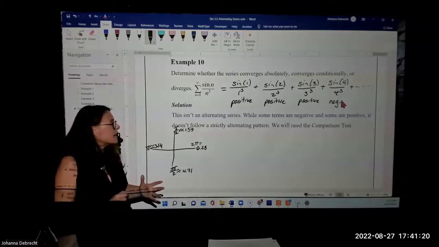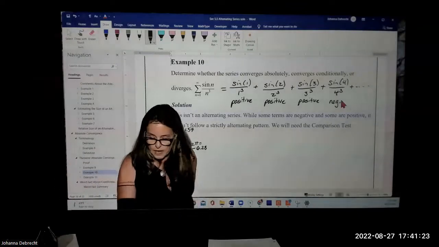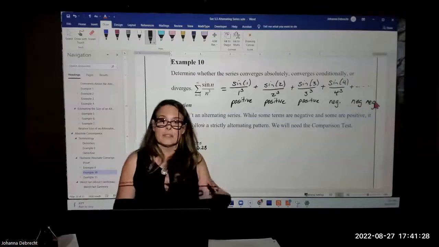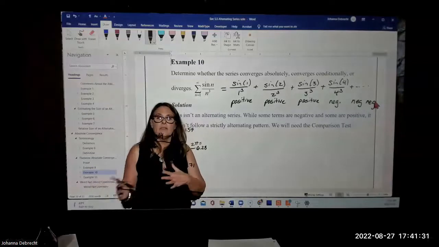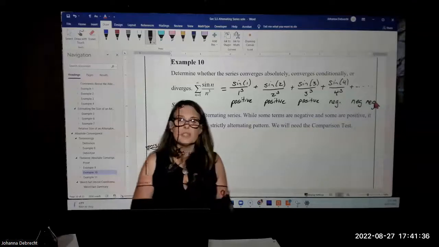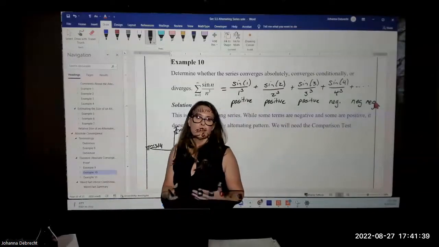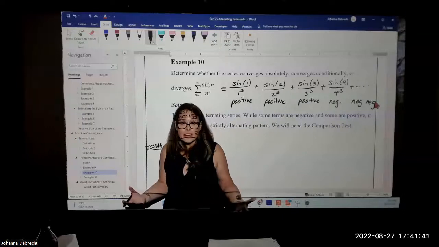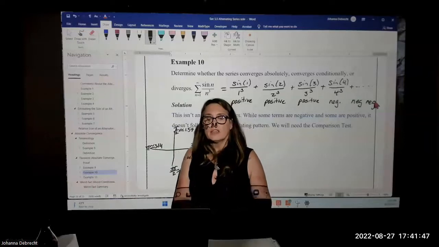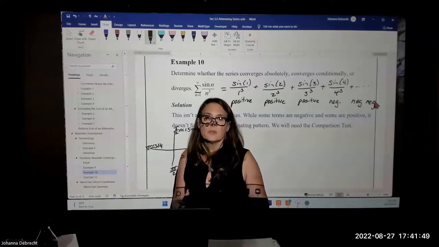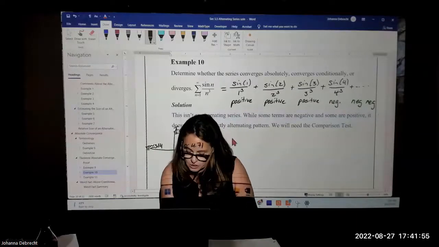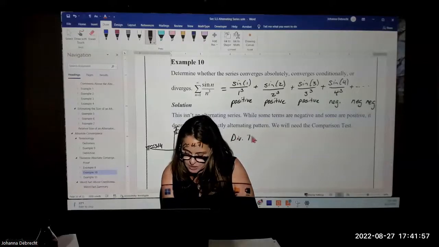Now, the next one's going to be sine of 5 and then sine of 6. So we're going to have 3 negatives in a row, and then we're going to go back to positive, positive, positive, then negative, negative, negative. So it is alternating, but every 3. So our question is, how do we show that this is either absolutely convergent or conditionally convergent, or maybe it diverges? So again, one of the things we want to think about is the limit of the sequence going to 0. That's the divergence test. So one of the things that we're going to do first is check that divergence test.